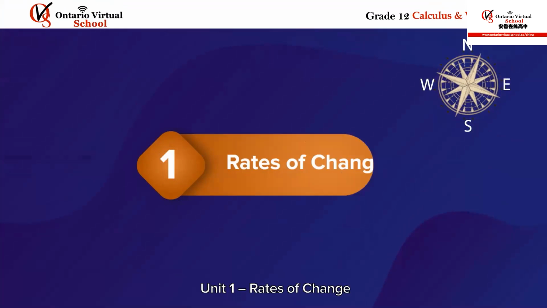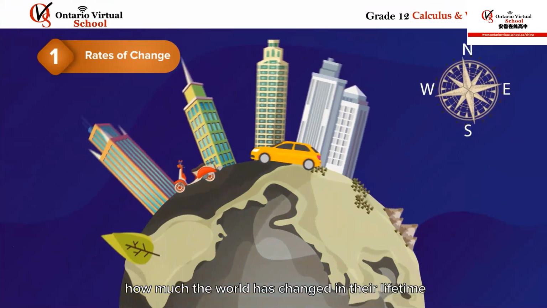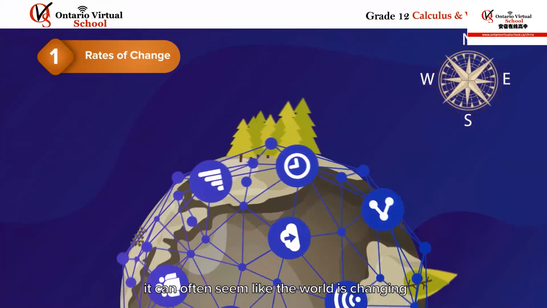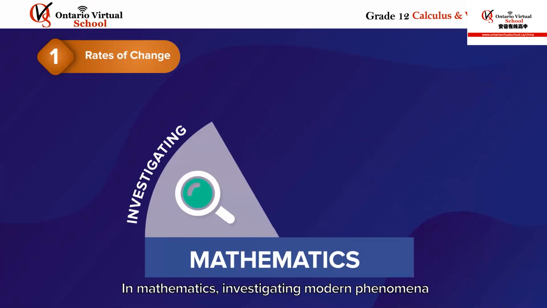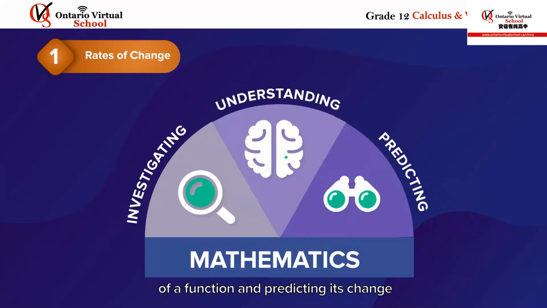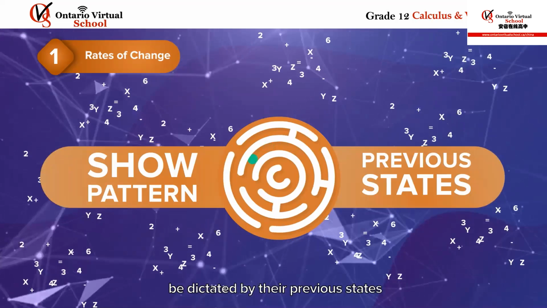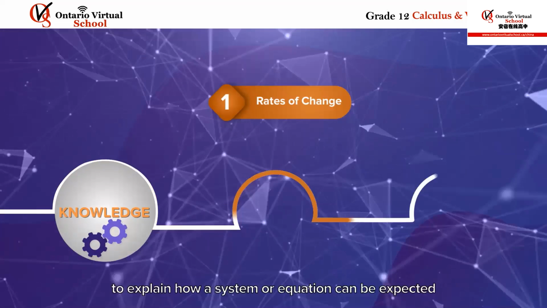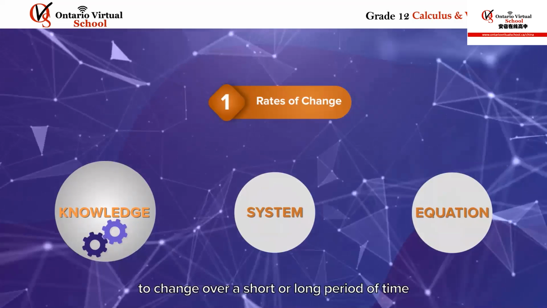Unit 1, Rates of Change. Do your grandparents ever complain about how much the world has changed in their lifetime? Well, with the invention of modern technologies, it can often seem like the world is changing much faster than it did in previous generations. In mathematics, investigating modern phenomena requires understanding the behavior of a function and predicting its change. Complex systems that can't be solved algebraically can show patterns or be dictated by their previous states. In this unit, you will connect your knowledge of functions to explain how a system or equation can be expected to change over a short or long period of time.